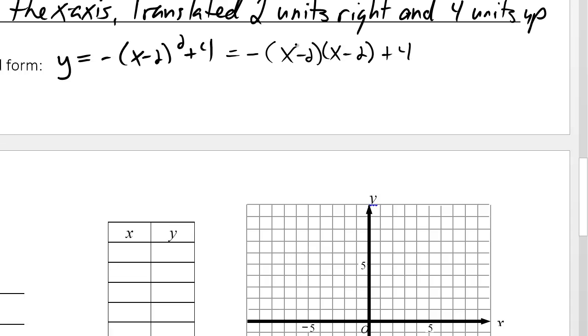Now the next step is we need to distribute the first binomial into the second binomial. So that's going to equal negative, because we're not dealing with the negative yet, so negative parentheses. X times x is x squared. X times negative 2 is negative 2x. And then negative 2 times x is negative 2x. Negative 2 times negative 2 is positive 4. Parentheses. And then bring over your plus 4.